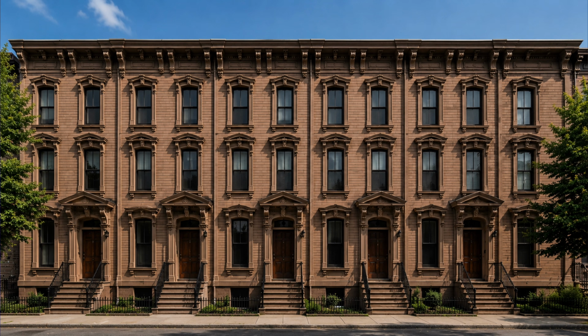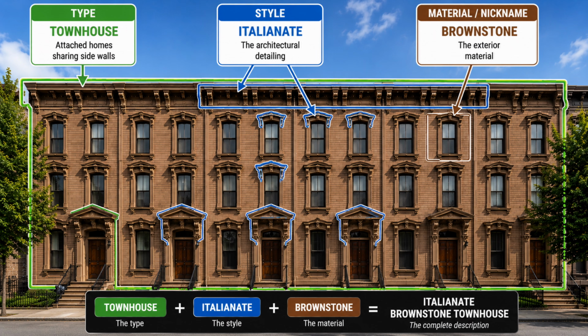Now let's say this property is built with the brown sandstone, which you would see in New York City and Boston, and now it can be referred to as a brownstone. So now we have three different layers describing the same building. The type is a townhouse, the style is Italianate, and the material is a brownstone. So put them all together, and this property is an Italianate brownstone townhouse. Three different labels, all correct, all describing a different element, and when you compound them, it makes a really informative, clear picture of what this property is.